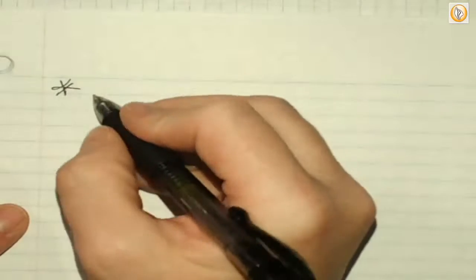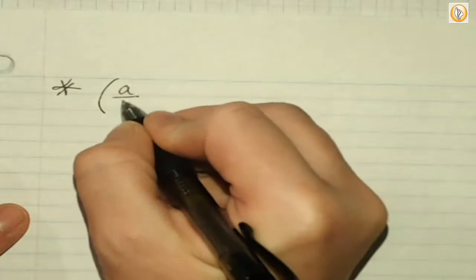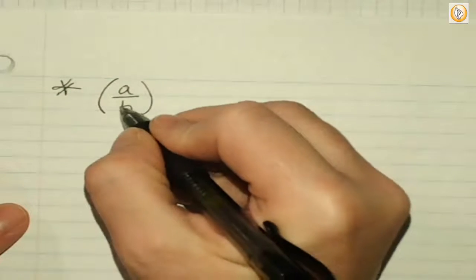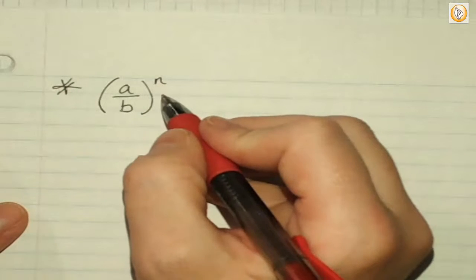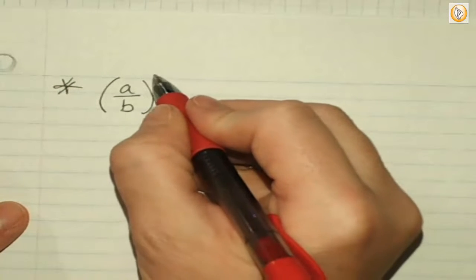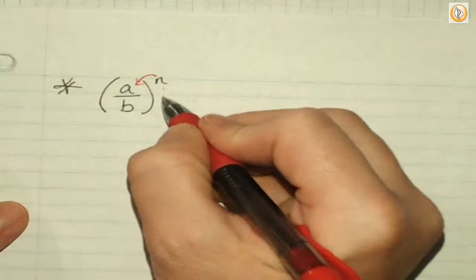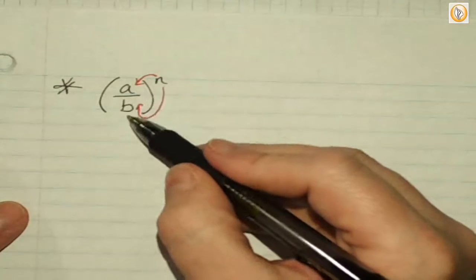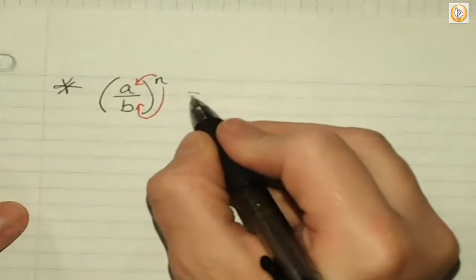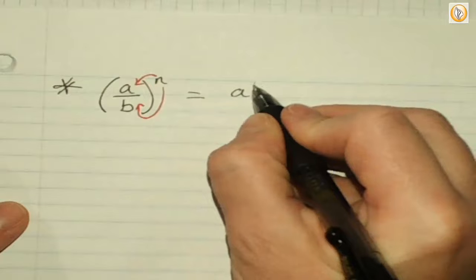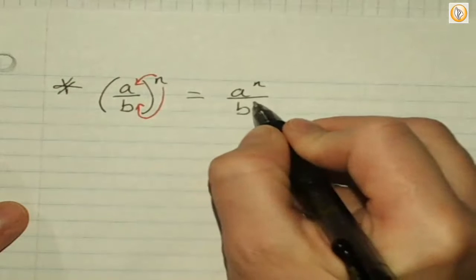Got another thing to remind you. What if I have a over b, like a fraction, with an exponent on the outside? Look up here guys, pay attention. This exponent is going to be applied to the a and the b. If you have a fraction, you apply that exponent to the top and bottom number. So that becomes a to the nth power and b to the nth power.